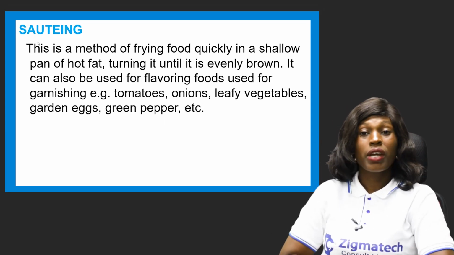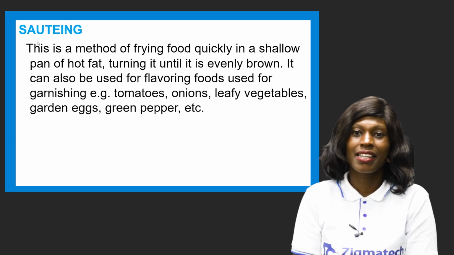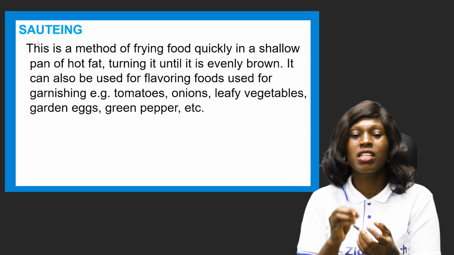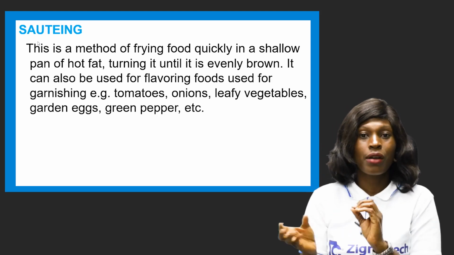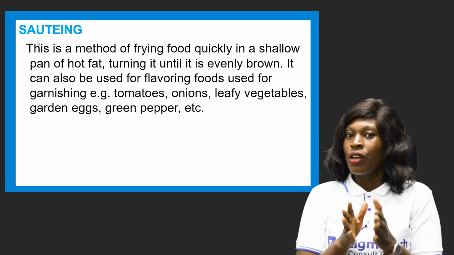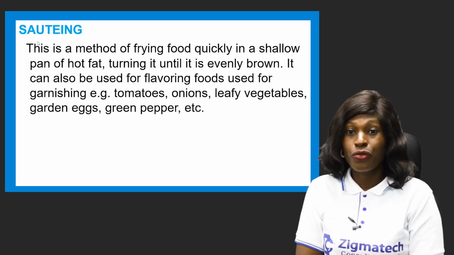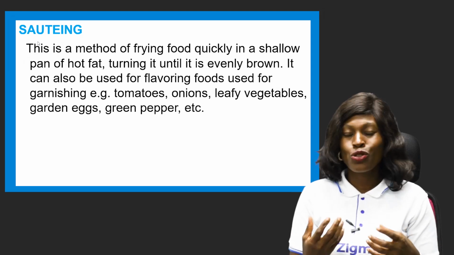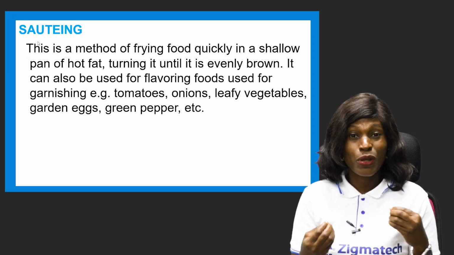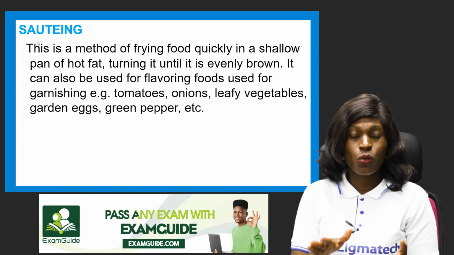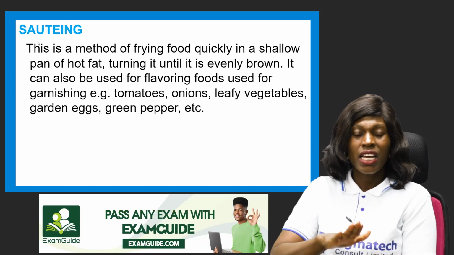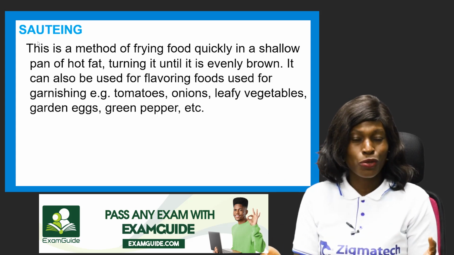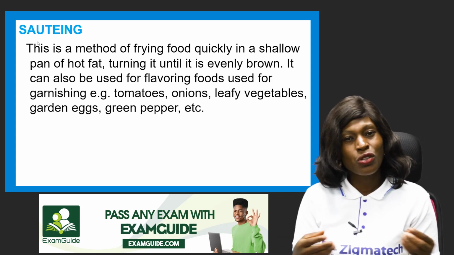Another method of cooking food is referred to as sauteing. This is a method of frying food quickly in a shallow pan or hot fat, turning it until it is evenly brown on both sides. It can be used for flavoring foods such as garnishing, like your tomatoes. You don't want it to get too much in contact with oil or fat. After you season it, you saute it in a frying pan, put this part, then turn the other part, and then you can use them as garnishing.